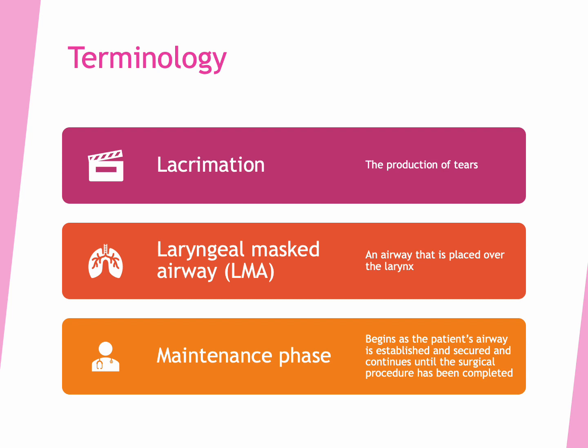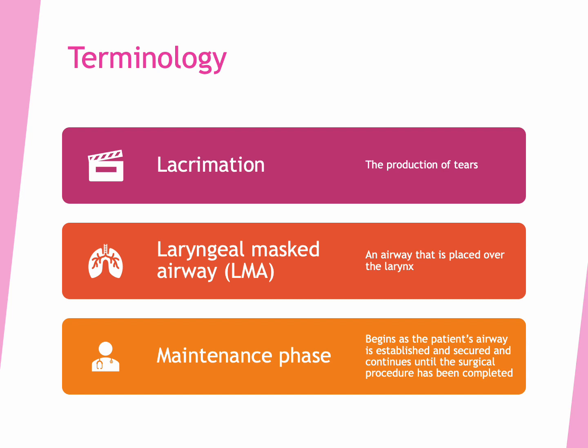Another phase of anesthesia is called the maintenance phase, and the maintenance phase is going to continue throughout the surgical procedure. So this phase begins when the patient's airway is established or the ET tube is secured into place, and then it continues until the surgical procedure is complete.